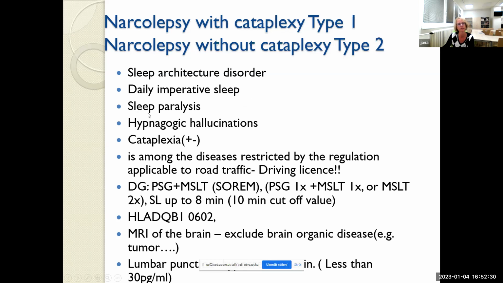They can have sleep paralysis. It means they wake up in the REM phase, and in the REM phase we have generalized atonia. And if you wake up in your REM sleep, then you feel you are paralyzed. In the end, if somebody touches you and you are totally awake, then it disappears. But it's a very unpleasant feeling.